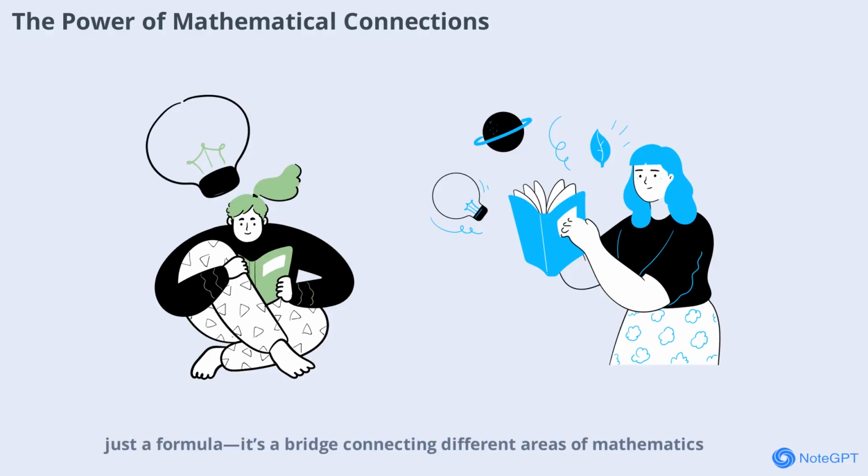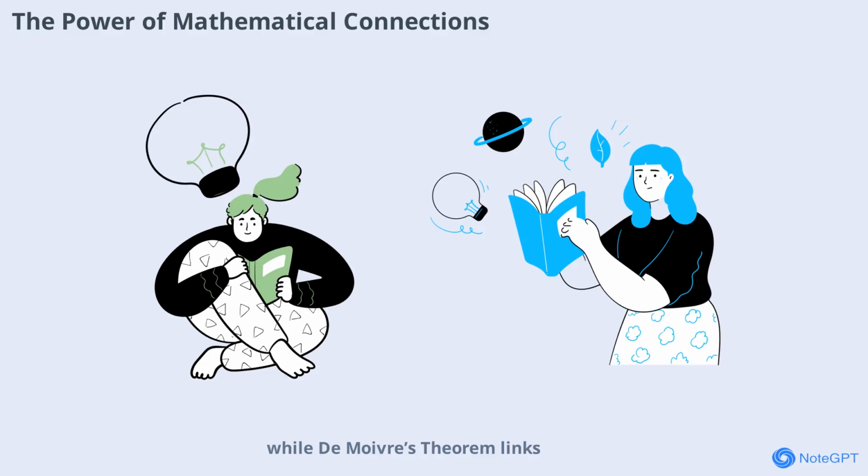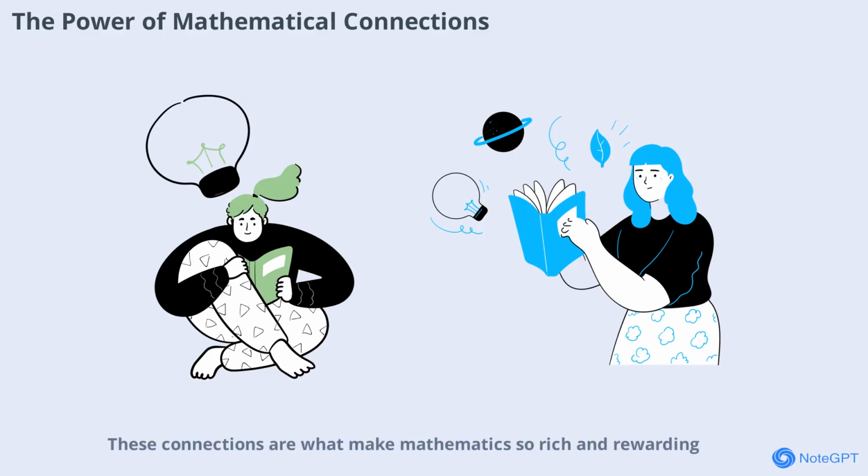The law of cosines generalizes the Pythagorean theorem, showing how trigonometry extends geometry. Stewart's and Ceva's theorems reveal deep relationships within triangles, while De Moivre's theorem links algebra and trigonometry through complex numbers. These connections are what make mathematics so rich and rewarding. By mastering these theorems, you not only solve challenging problems but also gain insight into the underlying unity of mathematical thought. Keep exploring, and you'll find that every theorem opens the door to new discoveries and a deeper appreciation for the beauty of math.